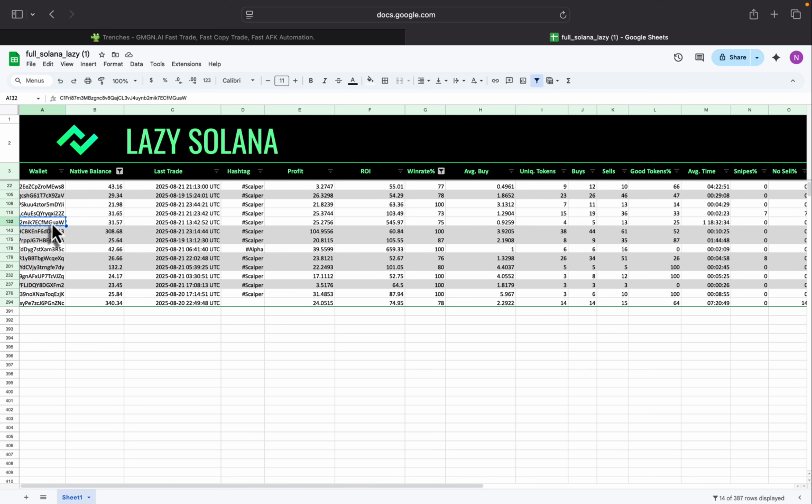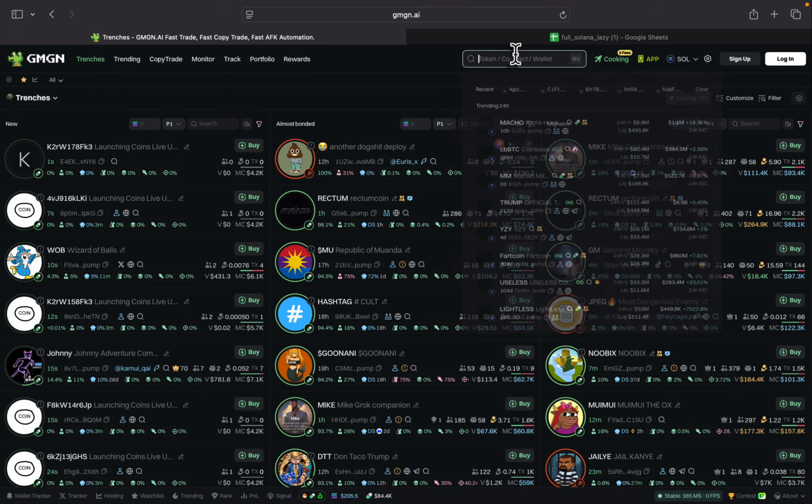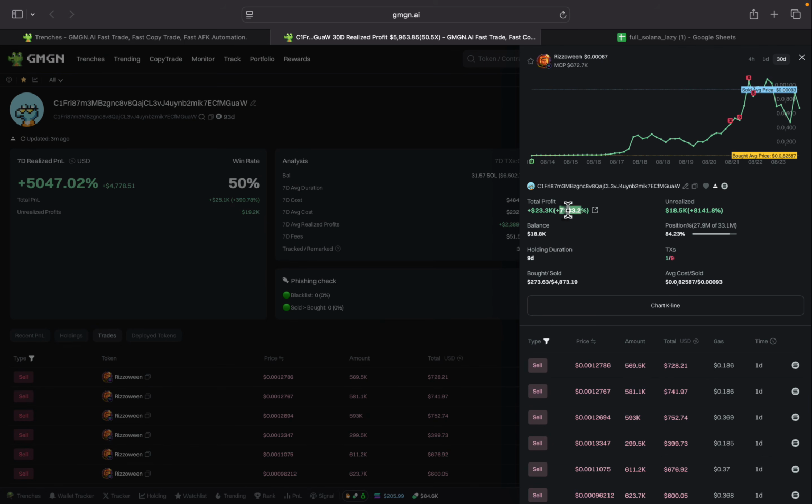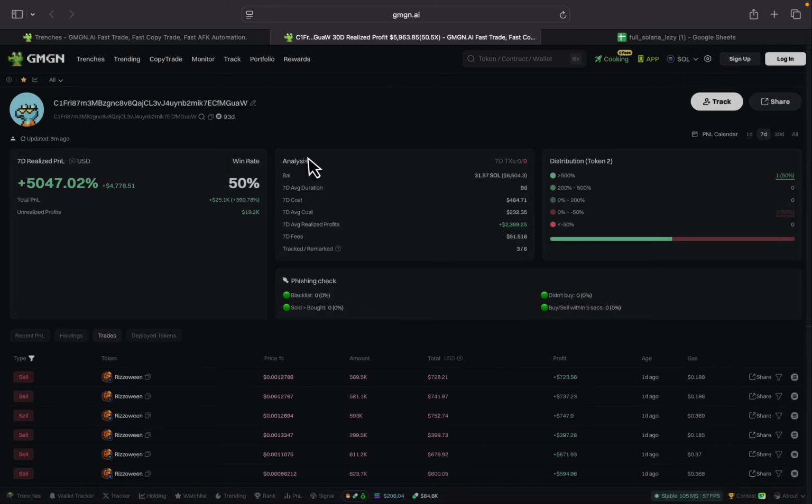Let me actually, for example, copy this one, paste it in here. Okay, the win rate for this wallet is 50%, but look at the PNL, 5,000%. It's insane. This was his last trade. He made 7,000% profit on this one. Probably he's an insider. He held it for 9 days. I'm looking for some wallets who hold tokens for a long period, like days or hours, and high PNL.